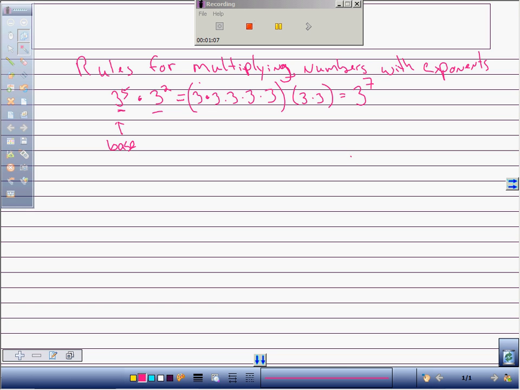So what would 5 to the 5th times 5 to the 4th be? 5 to the 9th. All you have to do is add the exponents. So if the bases are the same, add the exponents.